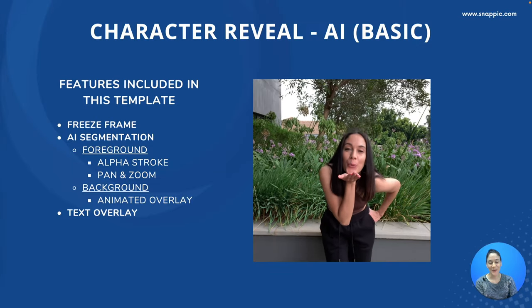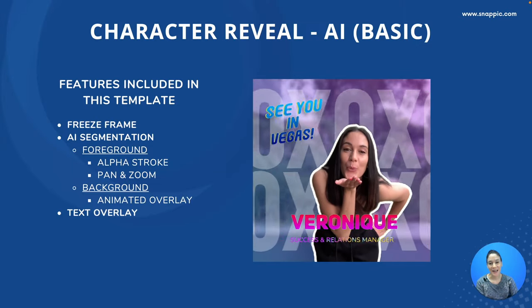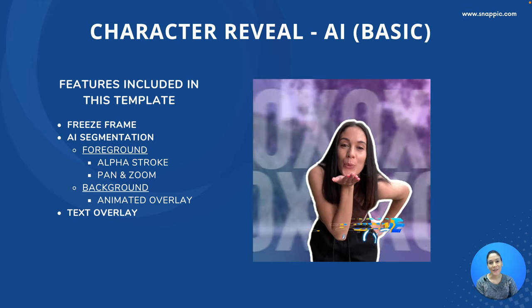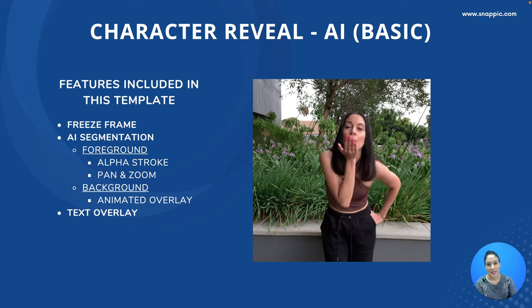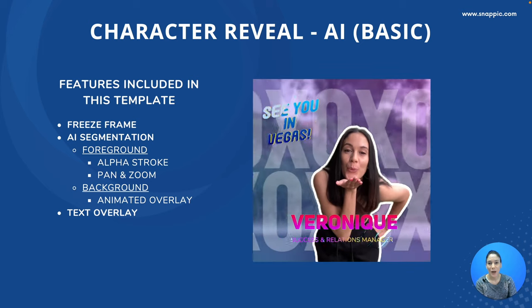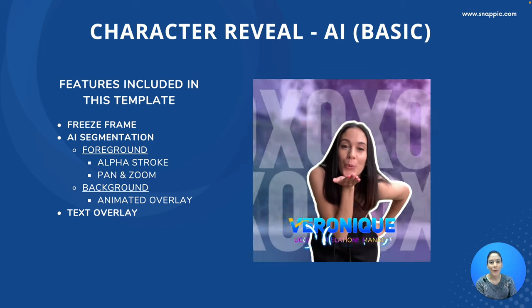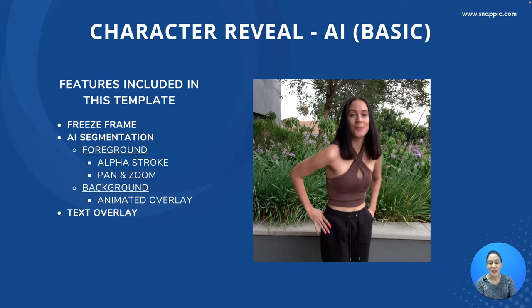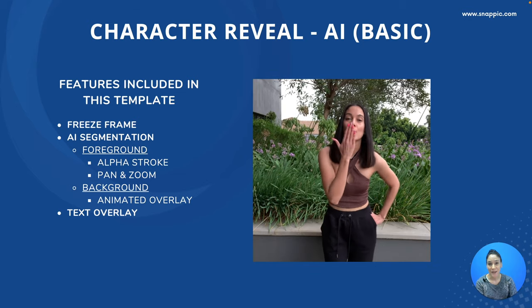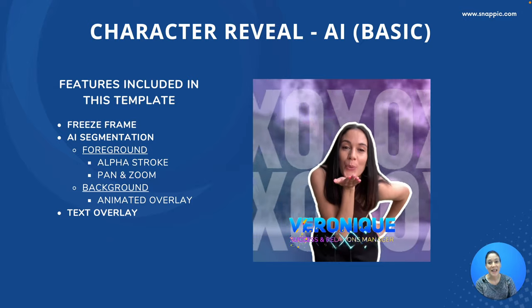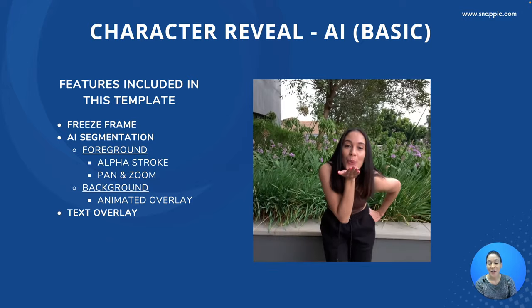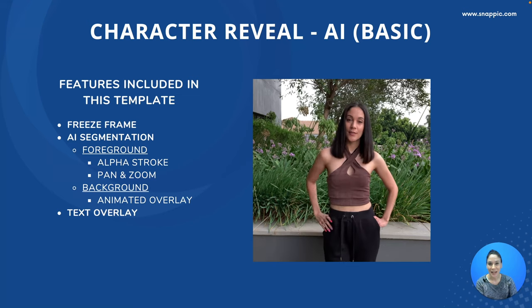In the first one, we'll be looking at Character Reveal AI Basic Templates. The features included in this template are freeze frame, AI segmentation, which allows you to separate the foreground from the background. In the foreground section, you'll notice us mentioning the alpha stroke and pan and zoom features. And in the background section, you'll notice us mentioning the animated overlay feature. And along with that, lastly, is the text overlay feature.